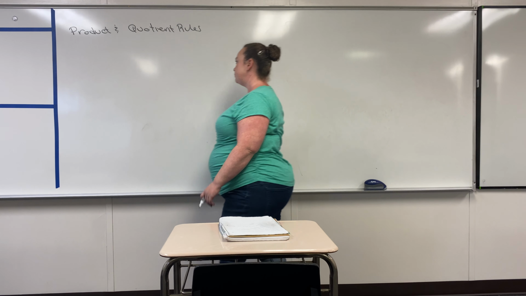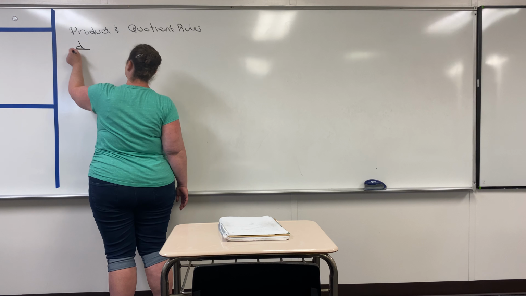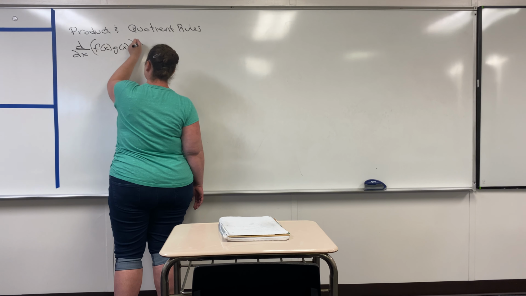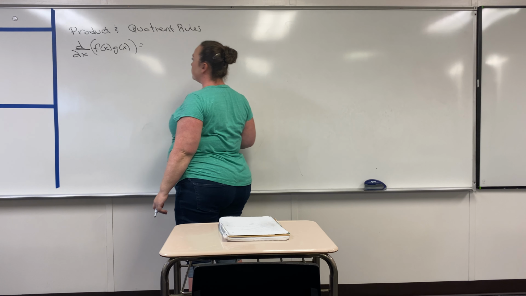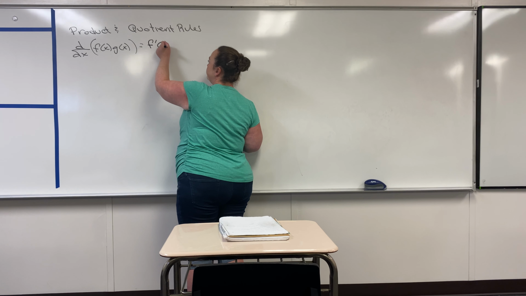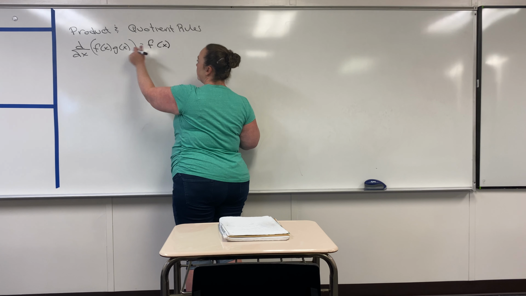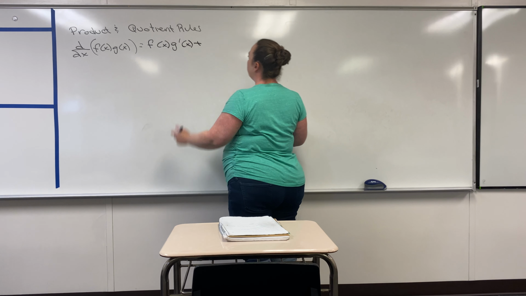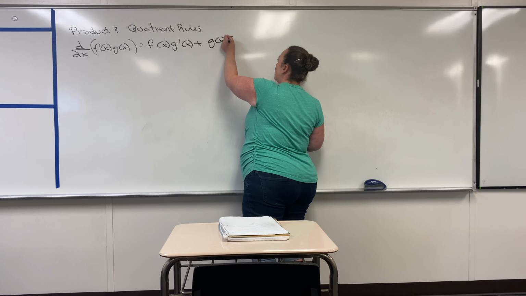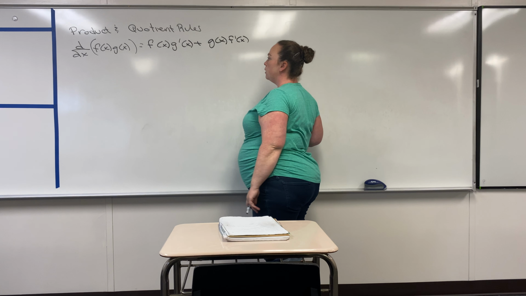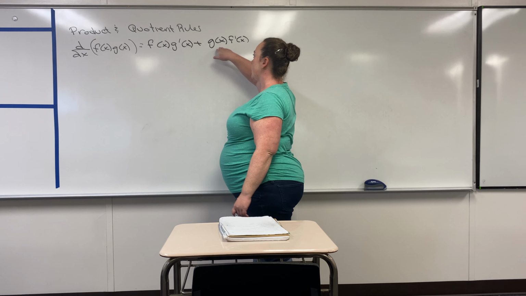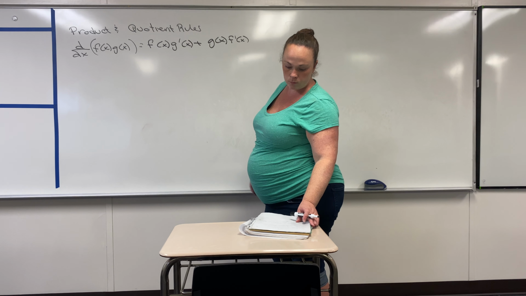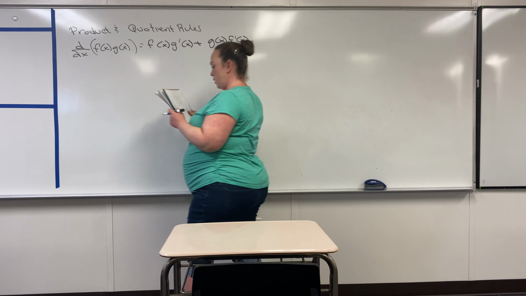So product rule. When you're taking the derivative of a product, what you do is you recopy the first term and then take the derivative of the second term plus you recopy the second term and take the derivative of the first term. So it's first derivative of second plus second derivative of first. Okay? So looking at a couple of these.